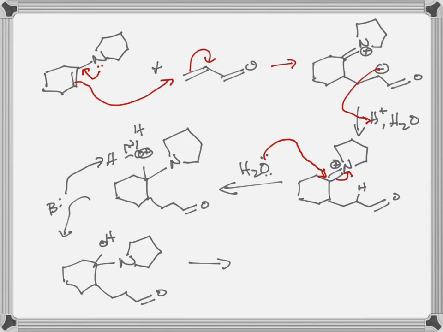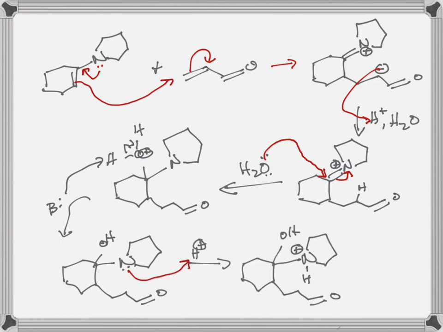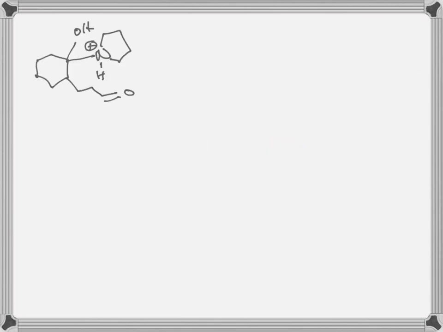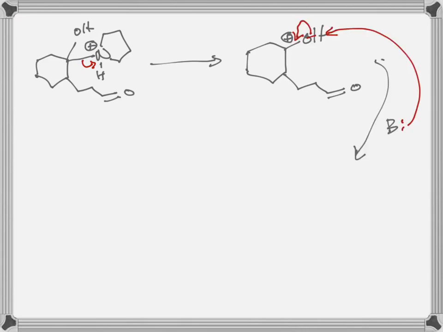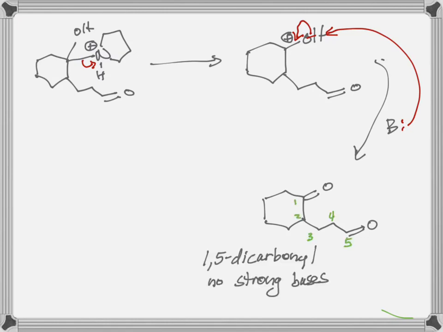Okay, good. The next step is we protonate the amine to give us this intermediate. We're making the nitrogen a better leaving group. So here we are on a new screen to give us a little more space. The nitrogen is a better leaving group, so it leaves. And it gives us this carbocation intermediate, which can be deprotonated to give us the product, which is a 1,5-dicarbonyl.